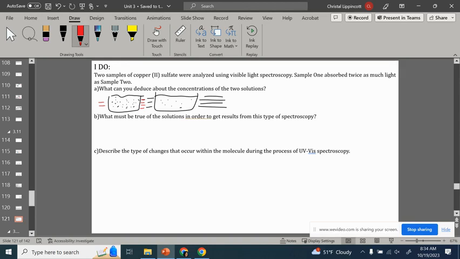They have to have a color associated with them. They have to have a pigment. Okay. What type of changes occur within the molecules in the process of this? That's going to be transitioned.